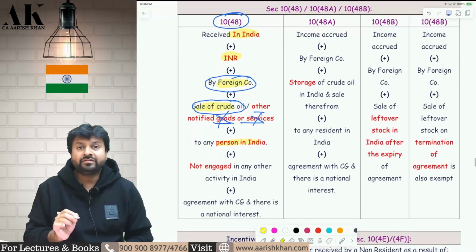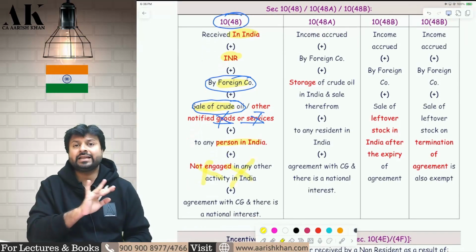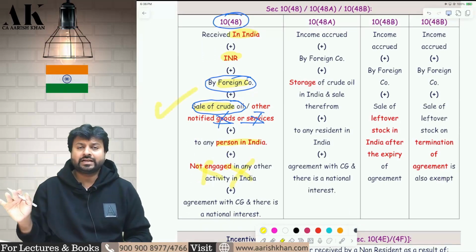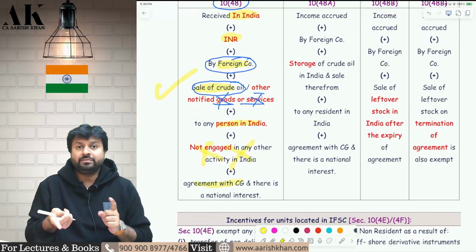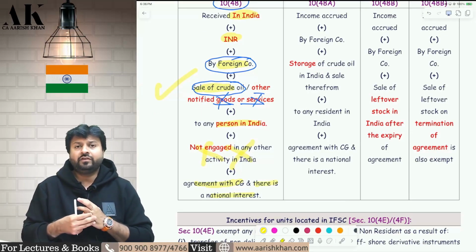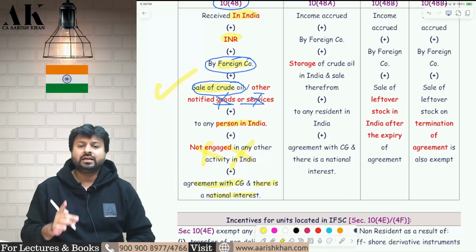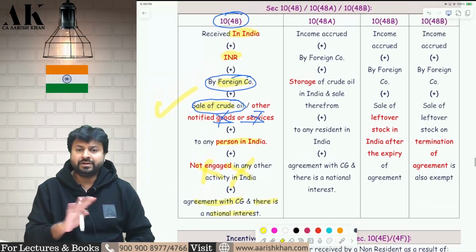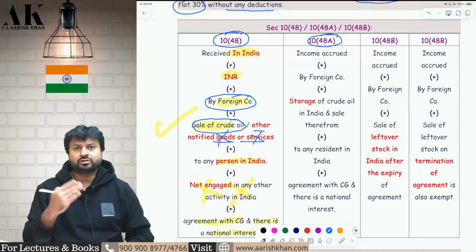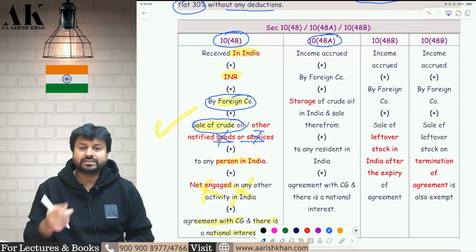And that foreign company should not be engaged in any other activity in India. It should only be engaged in sale of crude oil, not any other activity in India. And there has to be an agreement with the central government, and that agreement should be in national interest of India. If all these conditions are fulfilled, then the income from sale of crude oil of foreign company is exempt under section 10(48).